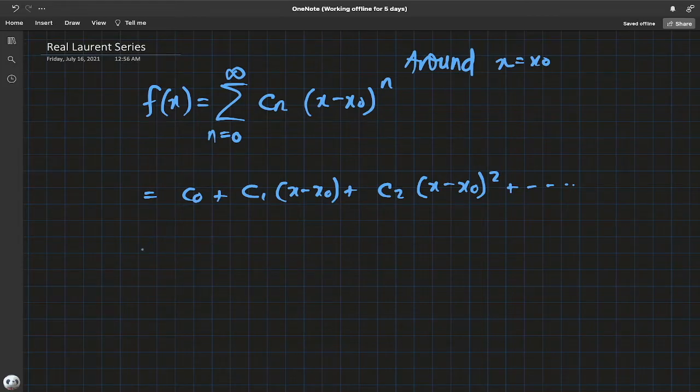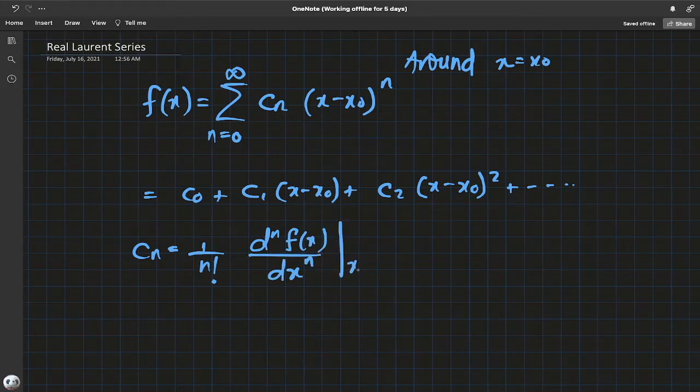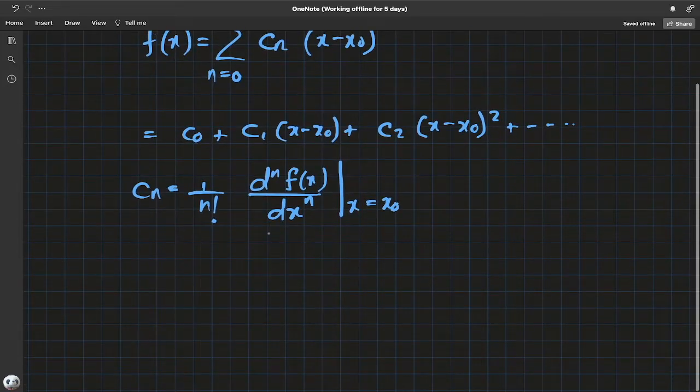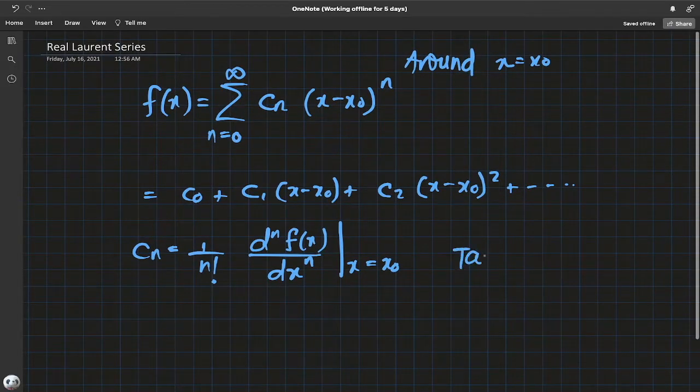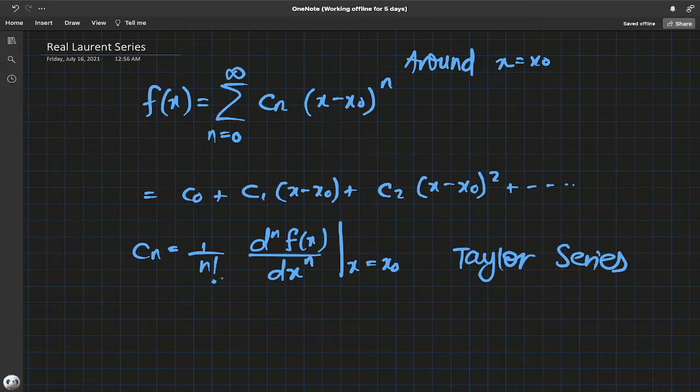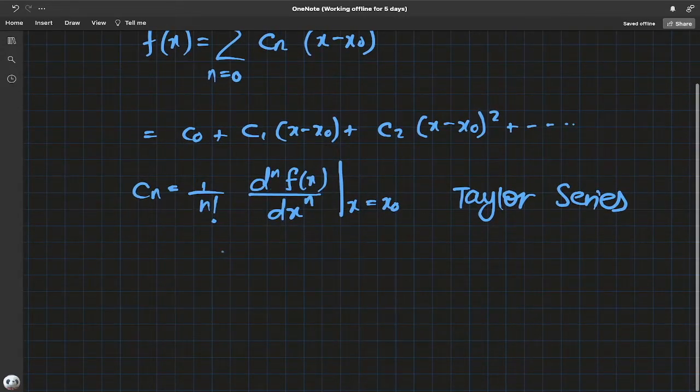Now for a Taylor series, c sub n, if you recall, was 1 over n factorial times the nth derivative of f of x with respect to x, evaluated at x equals x naught. This is the classic definition of a Taylor series.